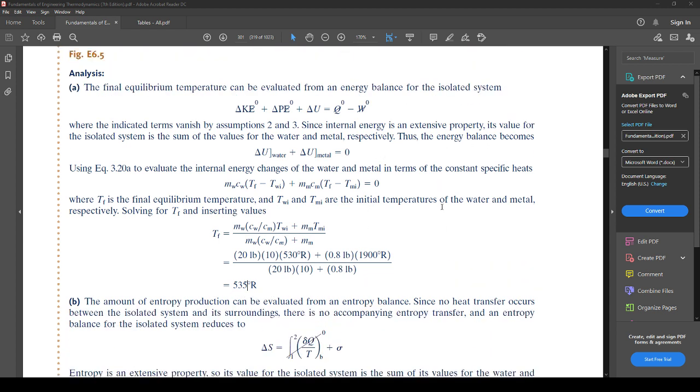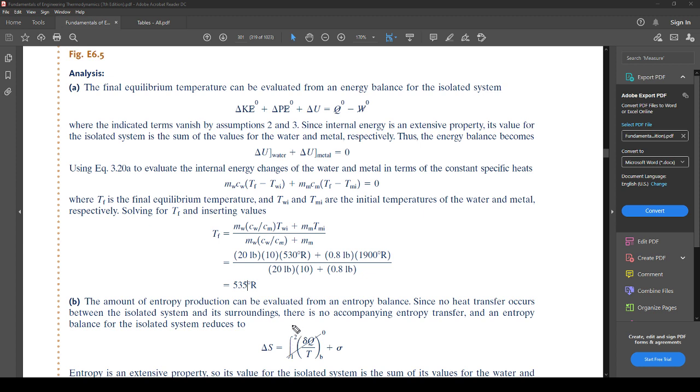And then it says the amount of entropy produced. So this is the part that we really wanted to get to. This first part was just kind of window dressing. We want to get to this one. So it says the amount of entropy production can be evaluated from an entropy balance. And so we're going to eliminate some things. It says since no heat transfer occurs between the isolated system and its surroundings, there is no accompanying entropy transfer.